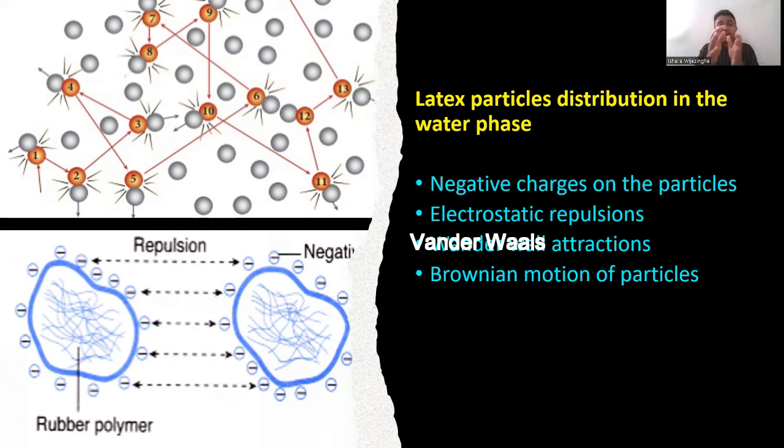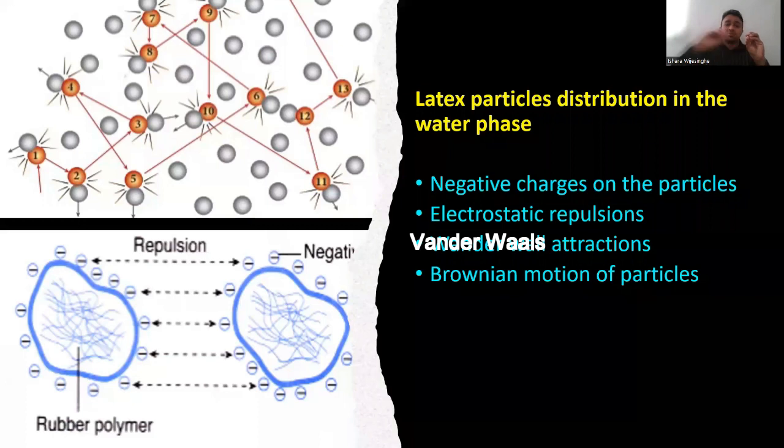As well, the particles have kinetic energy, so they have a velocity and can move in different directions, like this. So simply, these are the factors that keep the latex system stable.